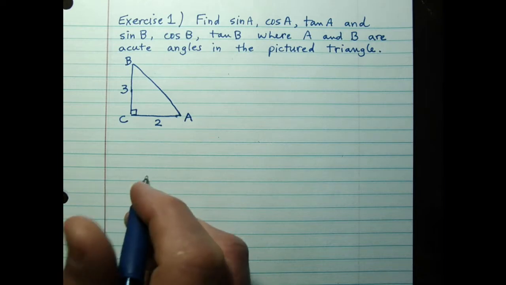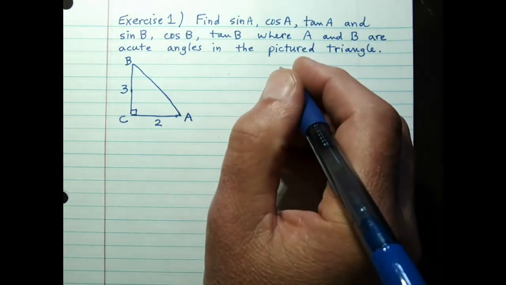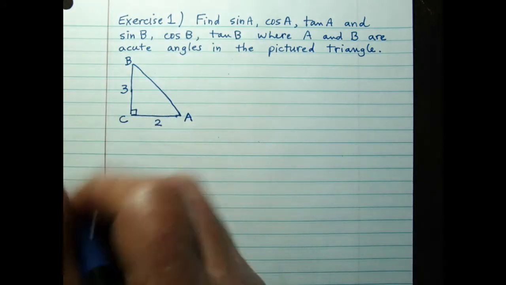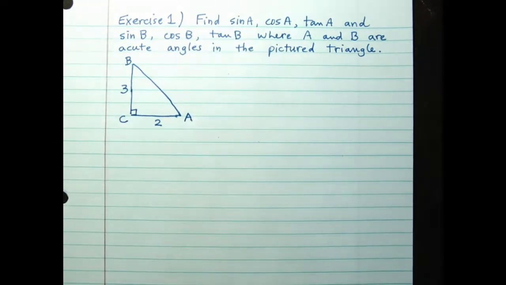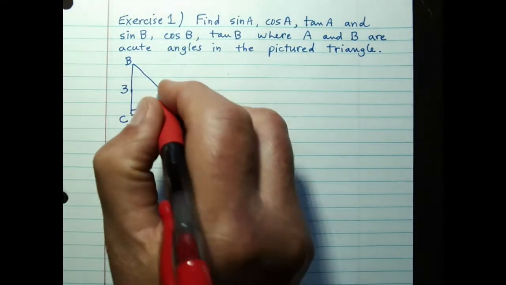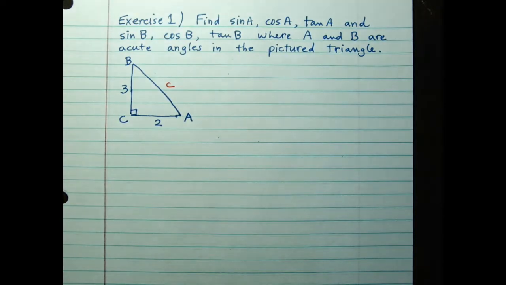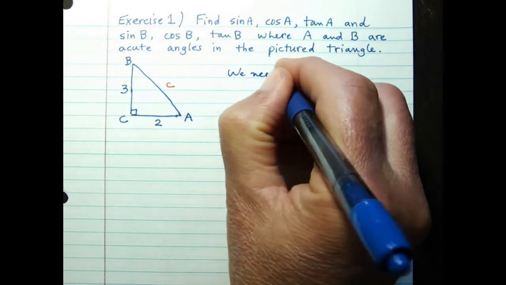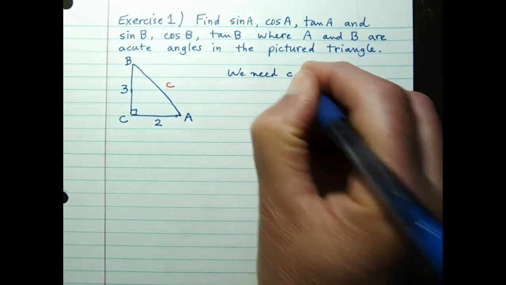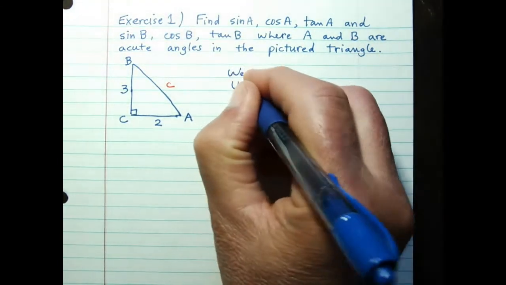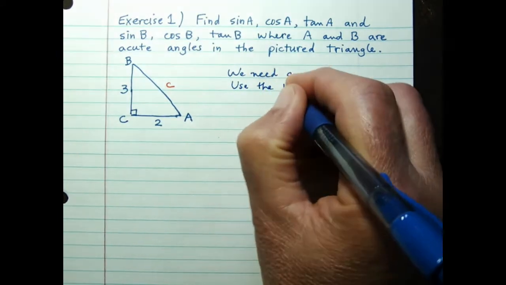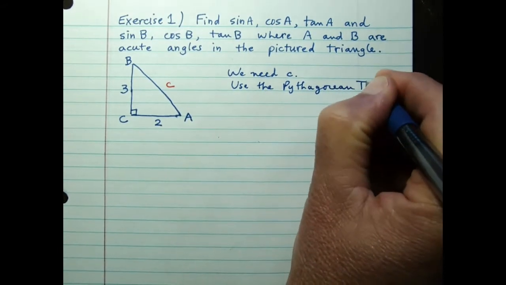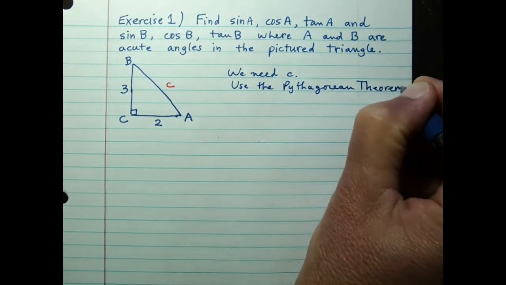Now we're going to use SOHCAHTOA to do this, but in order to use SOHCAHTOA, we need to know the length of the hypotenuse. So the hypotenuse is right here, right side little c. So we need c. And you're going to use the Pythagorean theorem to calculate that.